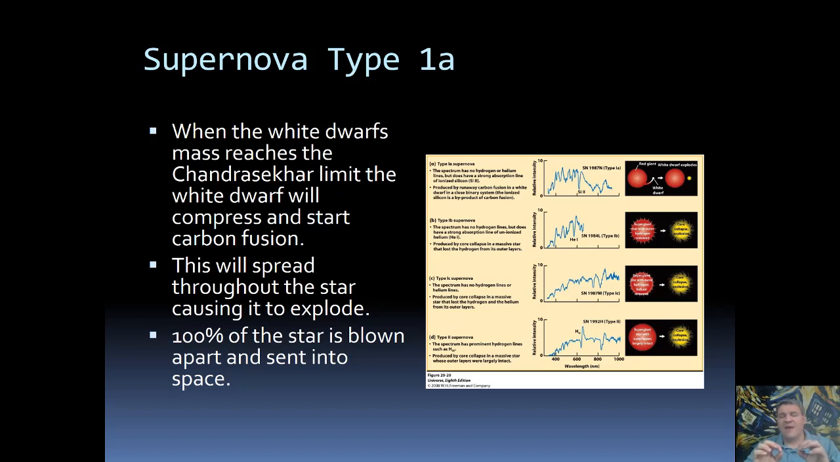Okay, so this is what happens during a Type 1a supernova. A white dwarf gets pushed over the limit and explodes. Okay, in this case, 100% of the star is going to be lost to space. In other words, a Type 1a supernova happens exactly one time and after that, the star is gone. It will never happen again.